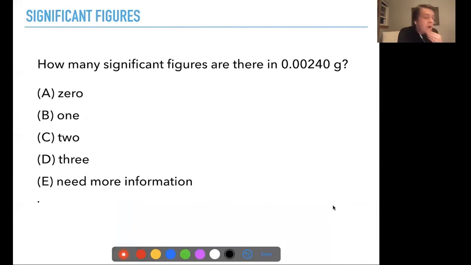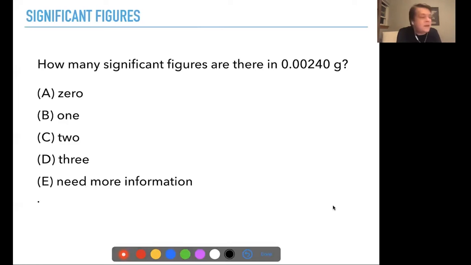Okay, so let's start out with some questions. I want you to think, and I'm going to pause. Well, I won't pause that long. You can pause the recorder and think about this. How many significant figures are there in 0.002400 grams? So pause for a second, think about it.